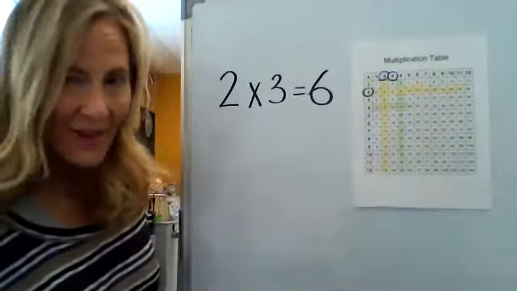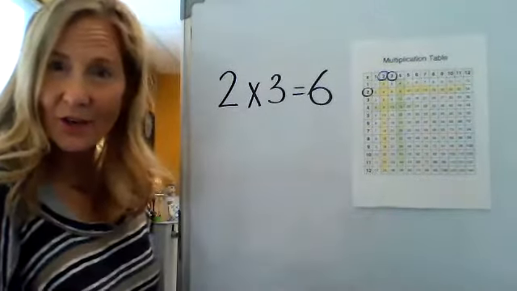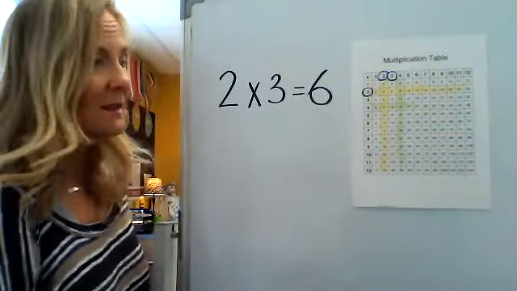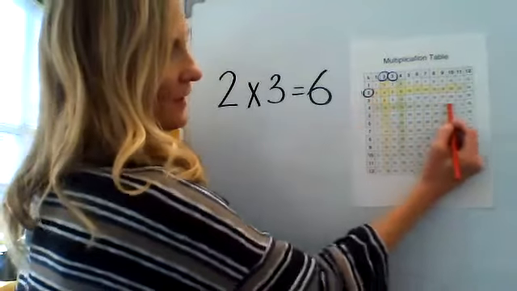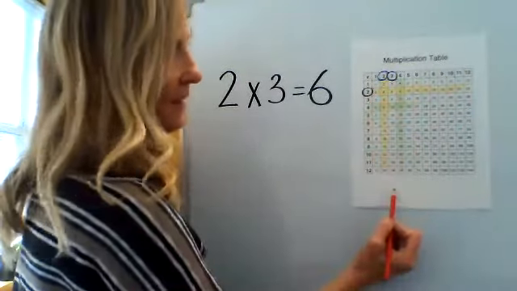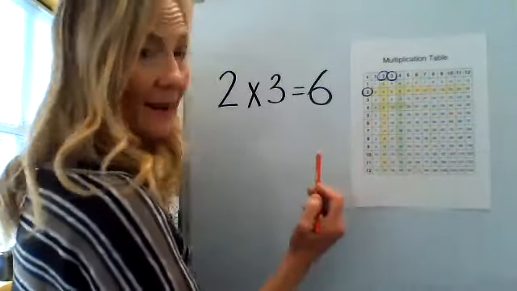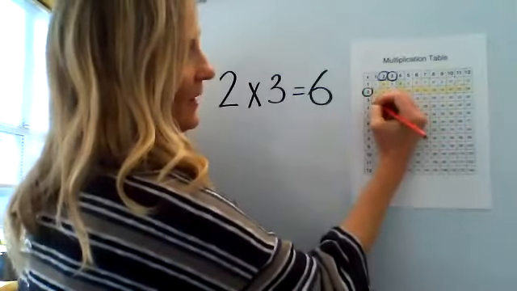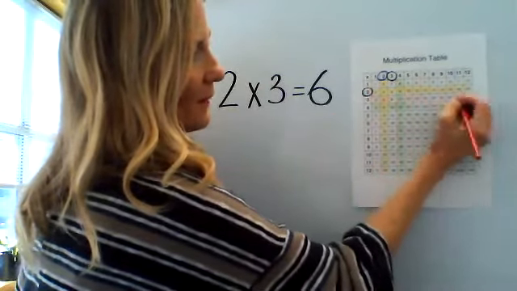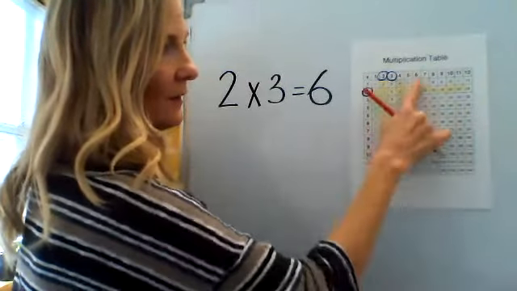Well, after that's done and you've focused on your 2's and your 4's, guess what? You're going to do the same thing with your 3's and your 6's. I'm going to fill in my 3's horizontally, fill in my 3's vertically, fill in my 6's horizontally, fill in my 6's vertically. And then I'm going to shade my 3's in one color, and I'm going to shade my 6's in another color.